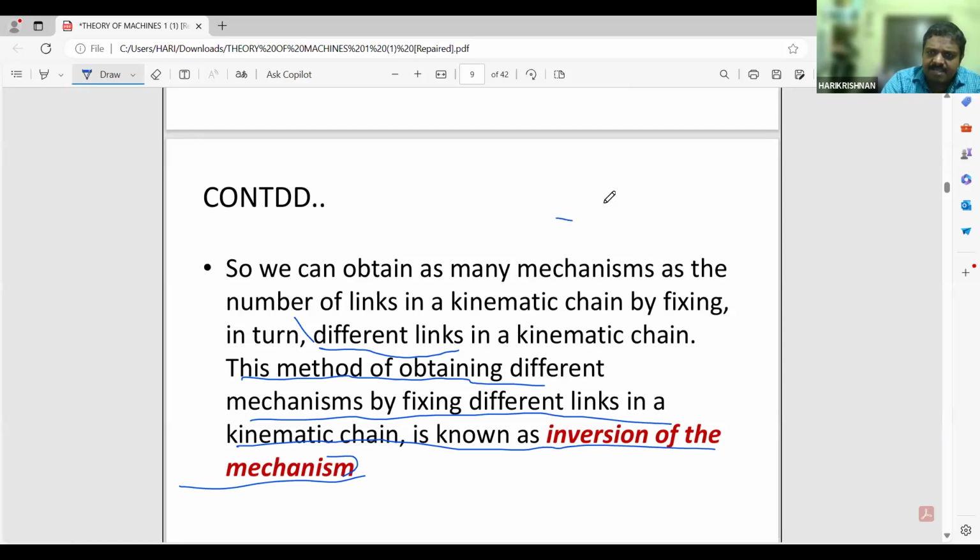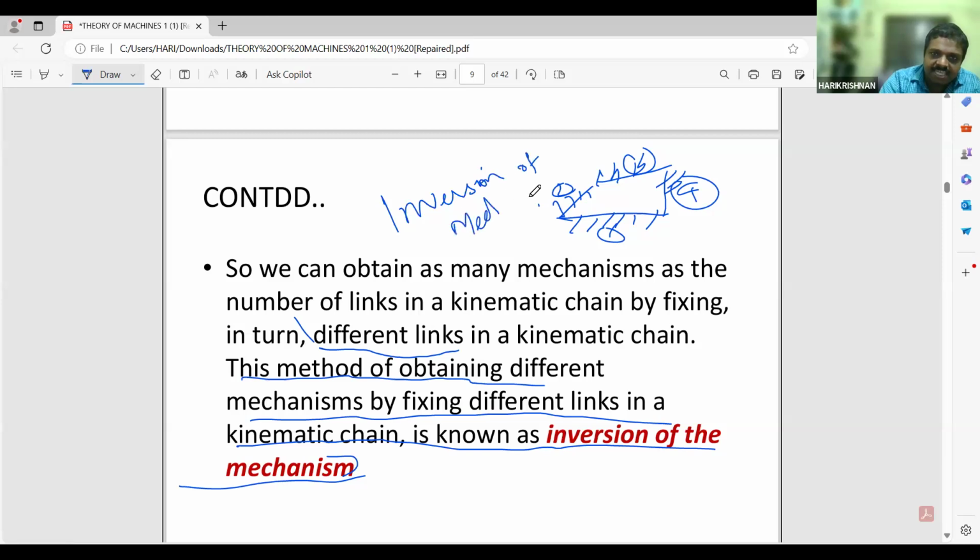The only concept is that if we are having a 4-bar with links 1, 2, 3, 4, actually first was fixed. Now if you change it to 2, we will get one mechanism. When you change to 3, we will get another mechanism. When you change it to 4, you will get another mechanism. When you change this fixed link, you will get what? Inversion of mechanism. Okay, now?